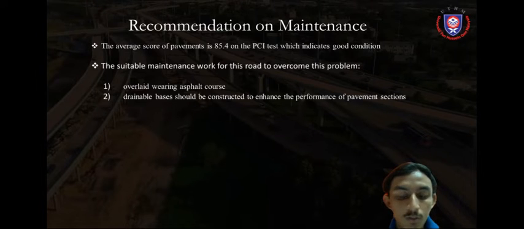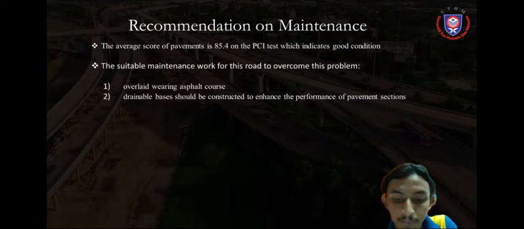The suitable maintenance for this road to overcome this problem is an overlay. This is because the subbase of the road still remains in good condition. In addition, other maintenance work that can be done to upgrade the pavement quality at this road is that a drainable base should be constructed to extend the performance of the pavement section.